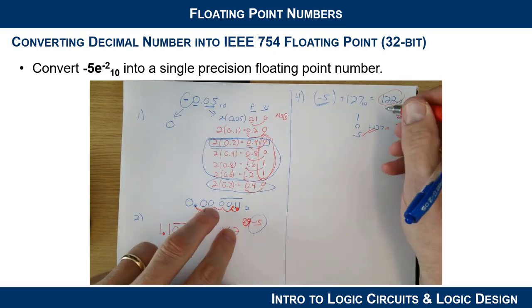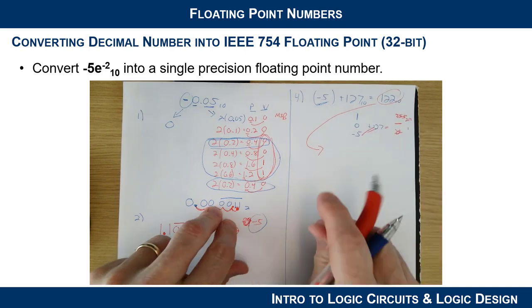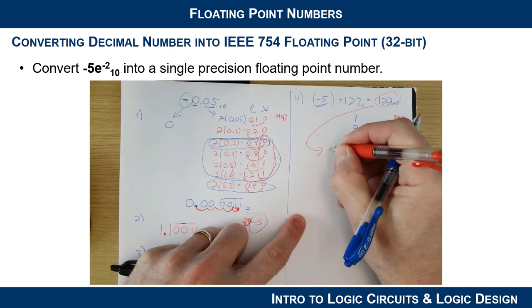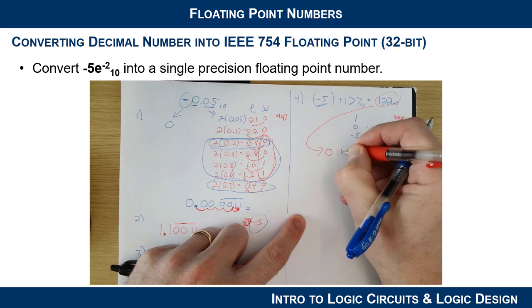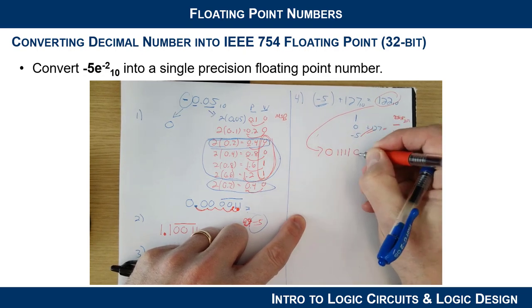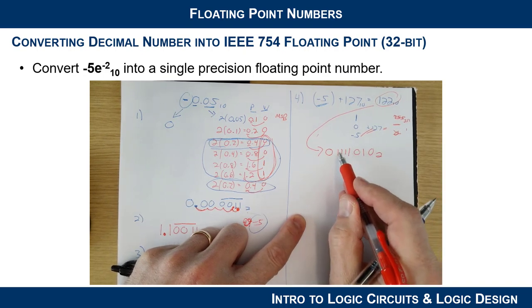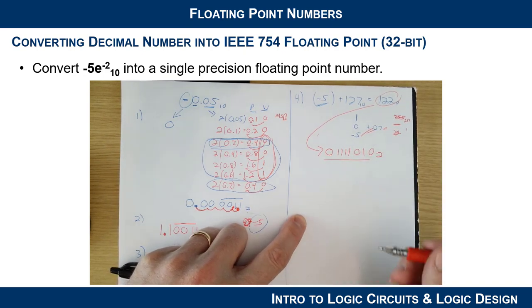Now that's not the actual number that we have. We need to convert that into binary so we could use our algorithm that we did earlier, but we kind of know by this time it's just 01111010 base 2. So that's 1, 2, 3, 4, 5, 6, 7, 8. So there is our biased exponent.